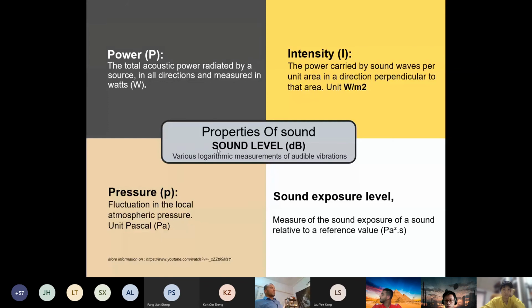So I mentioned that there is this sound level, the unit is decibel, one of the very important metrics that you have to know and should not forget. This sound level can be converted to sound power, or sound intensity, or sound pressure, or sound exposure level. Okay, let's go through all of them.